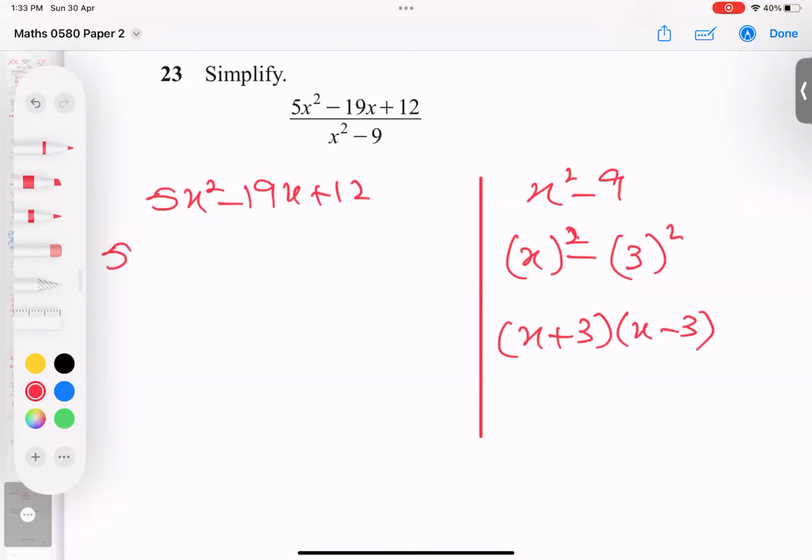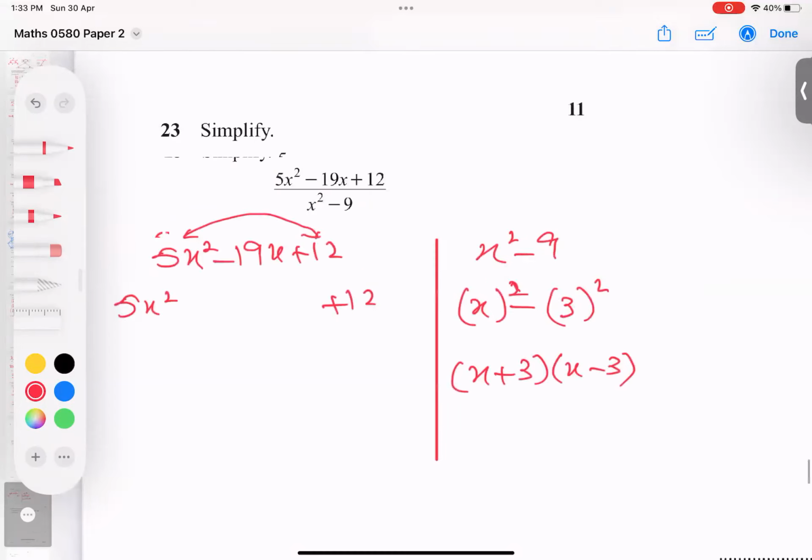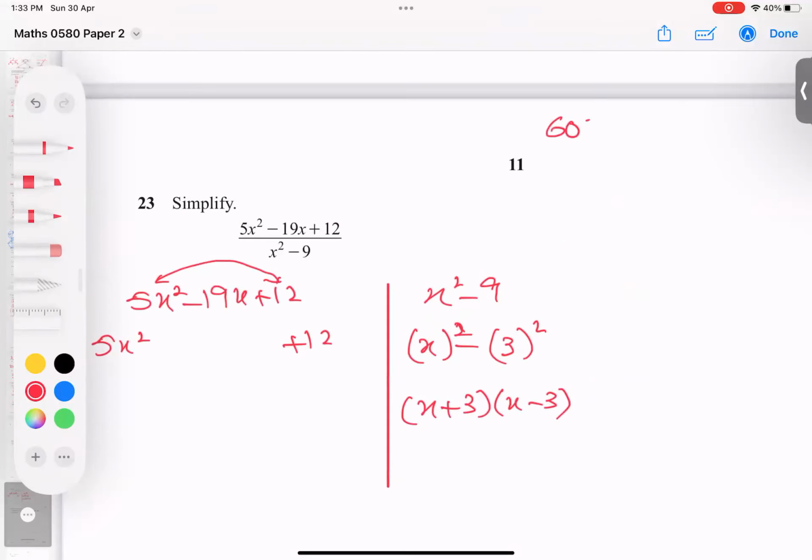In this option, 5x squared and plus 12x, copy this without any change. 12 and 5x squared multiply, and what do I get, students? So 60x to the power 2. Which pair to add or subtract gives you 19? If you don't know, you can check it.